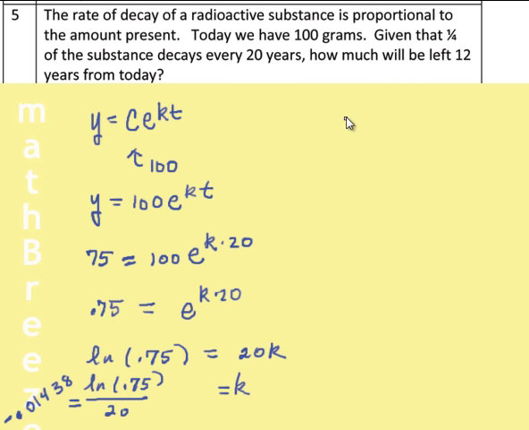And now we want to know what happens when t equals 12, what's y equal to. So we just fill in t equals 12. So we have 100 e to the k times 12. And let's just approximate that. And we have approximately 84 grams.